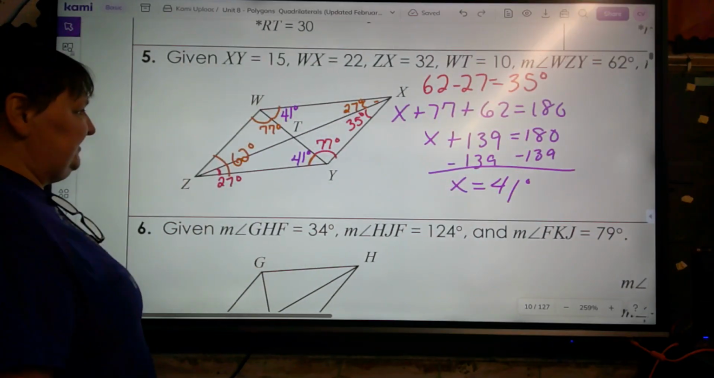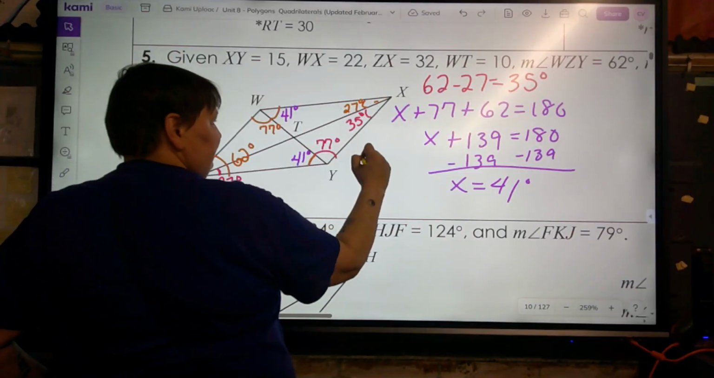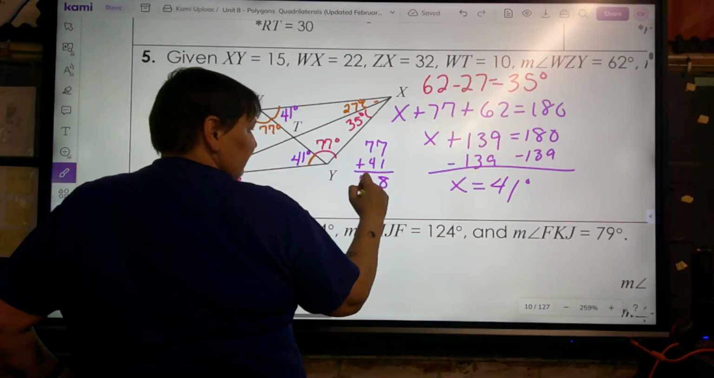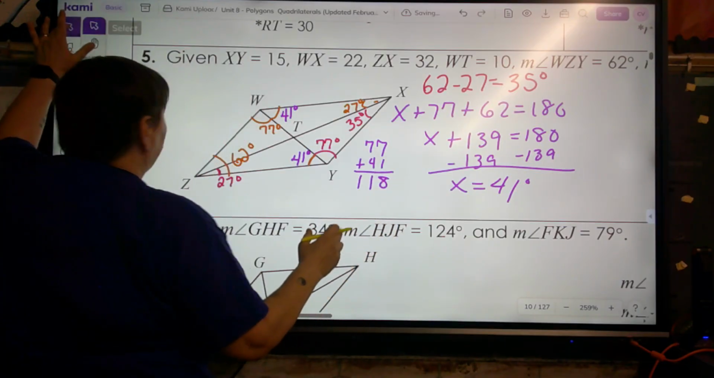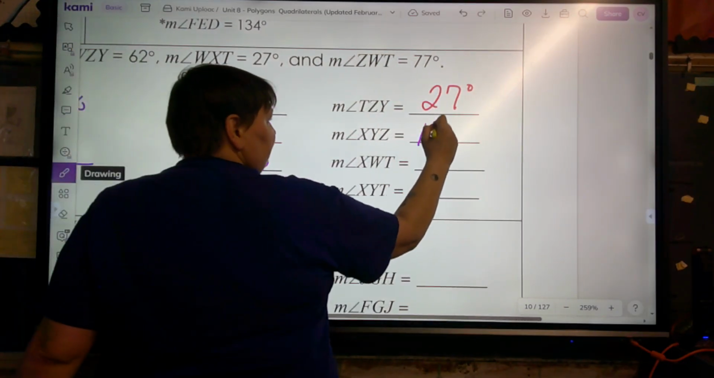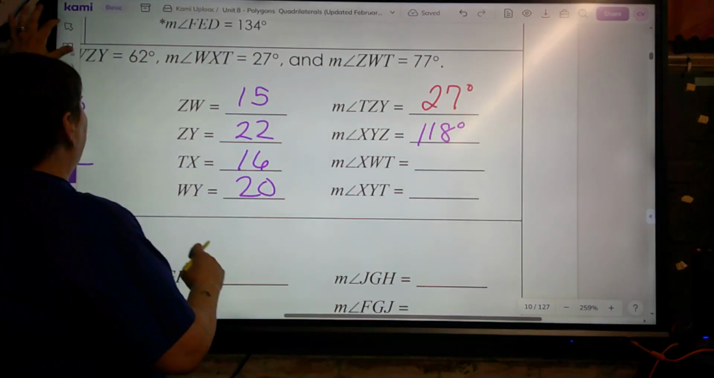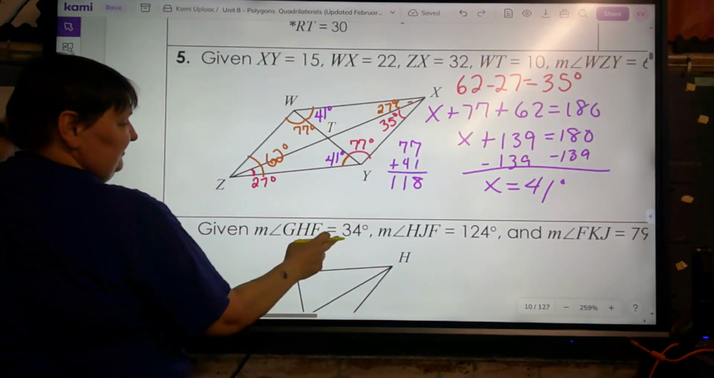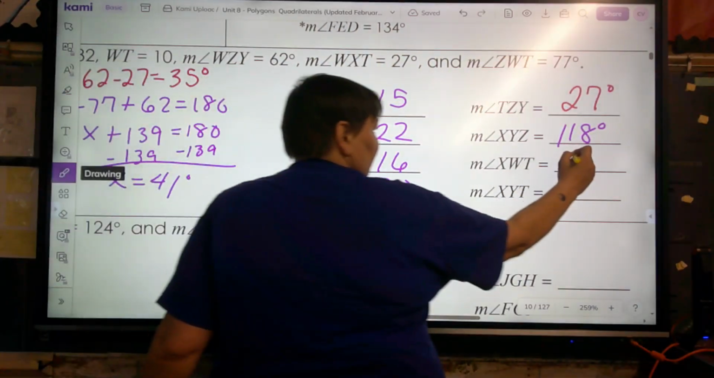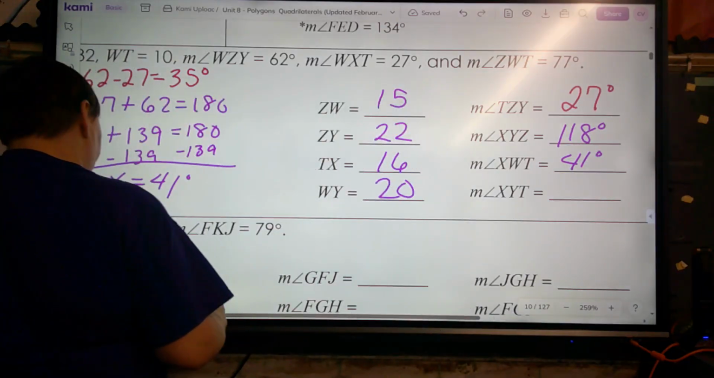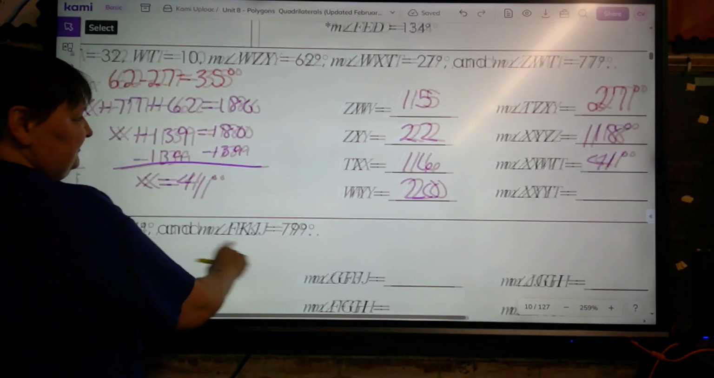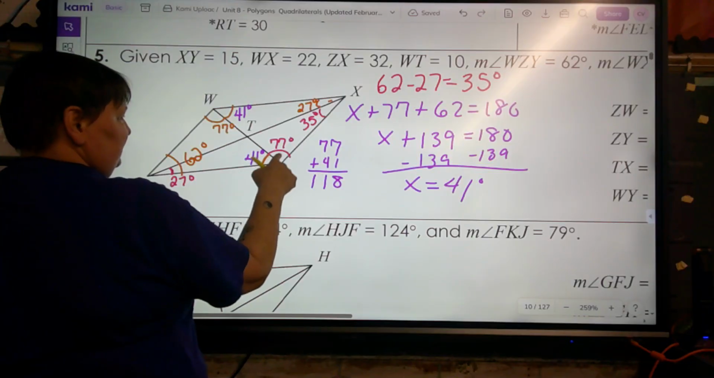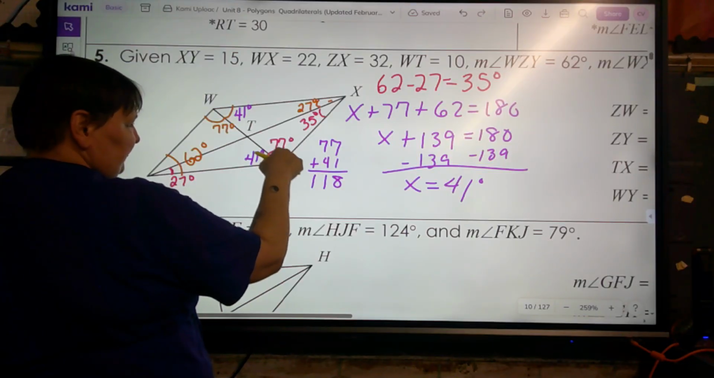So what is XYZ? XYZ is 77 plus 41. So that is 118. And XWT is 41 degrees. I did answer both questions. 41 degrees. And the last one is XYT. It's this piece right here, that angle, which is 77.